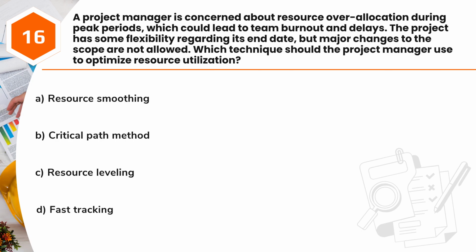Question 16. A project manager is concerned about resource overallocation during peak periods, which could lead to team burnout and delays. The project has some flexibility regarding its end date, but major changes to the scope are not allowed. Which technique should the project manager use to optimize resource utilization? A. Resource smoothing. B. Critical path method. C. Resource leveling. D. Fast tracking.